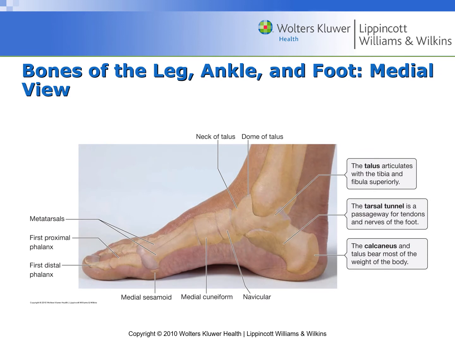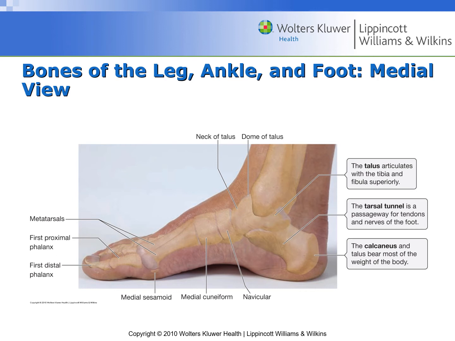Now let's take a look at the bones of the leg, ankle, and foot from a medial view. Beginning from the right-hand side most superiorly, we see the metatarsals. We can also see the first proximal phalanx. We can also see the first distal phalanx. We can see the medial sesamoid bone. We see the medial cuneiform. We also see the navicular bone.